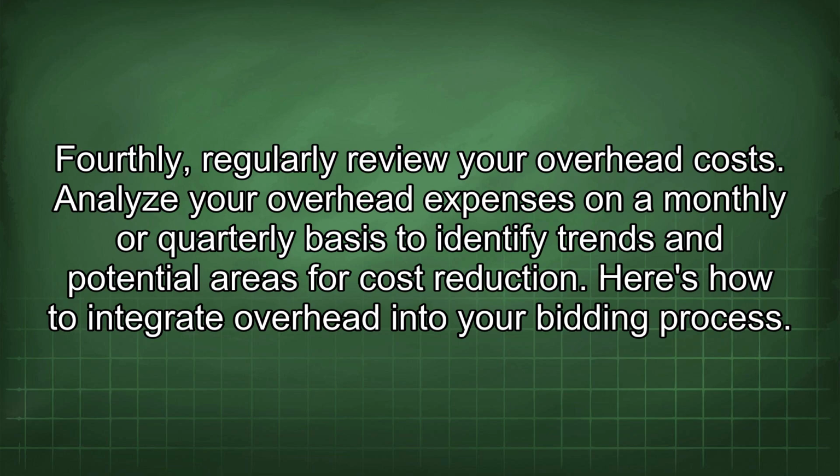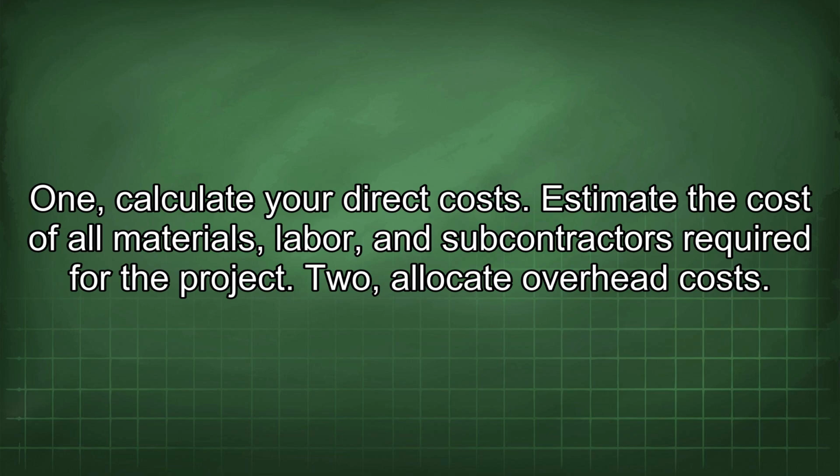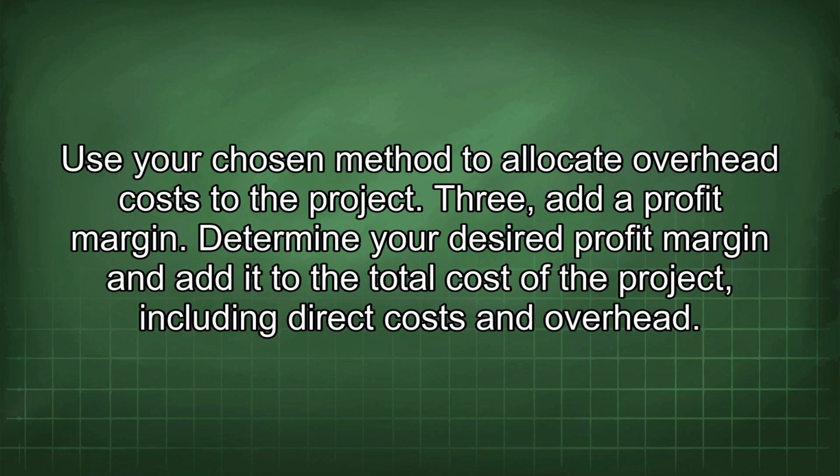Here's how to integrate overhead into your bidding process. 1. Calculate your direct costs. Estimate the cost of all materials, labor, and subcontractors required for the project. 2. Allocate overhead costs. Use your chosen method to allocate overhead costs to the project.